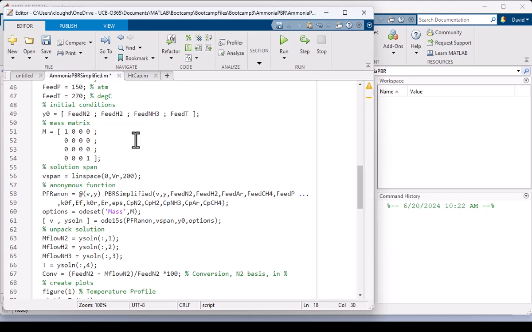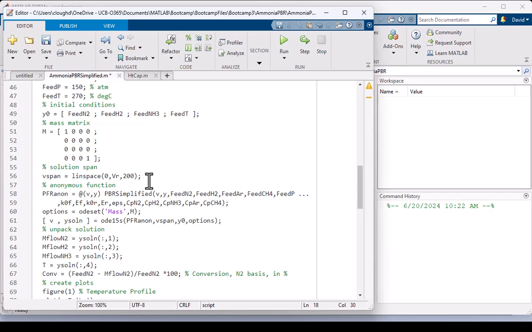And we create a mass matrix, as we have done before in Bootcamp 2, where on the diagonal, we place a 1 where we have differential equations, nitrogen and temperature, and we leave zeros where we have algebraic relationships set equal to 0 for hydrogen and ammonia. Then we create a V-span for volume between 0 and the total volume of the reactor, and we say we would like 200 points. We want the solution to stop and give us results at 200 evenly spaced points.